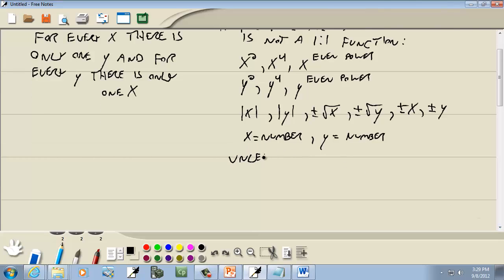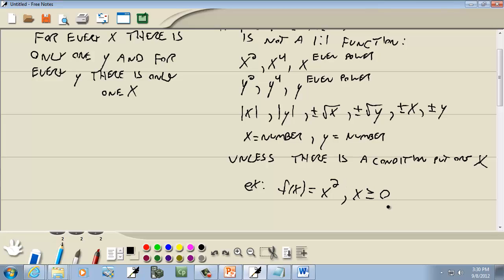Unless there is a condition put on x. What I mean by that, if you have f of x is equal to x squared, that would not be a one-to-one function, unless you see something that looks like this: x is greater than or equal to 0. They'll put a condition on here to make it one-to-one so we can actually work the problem.